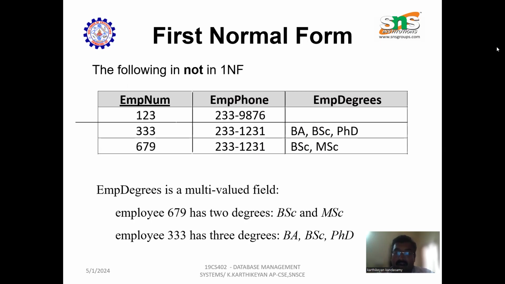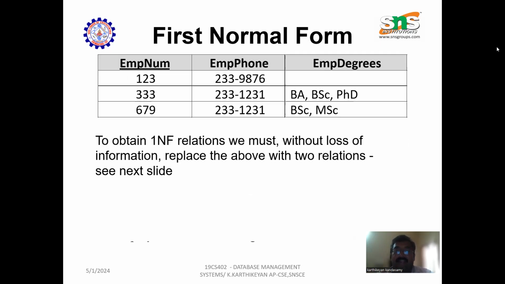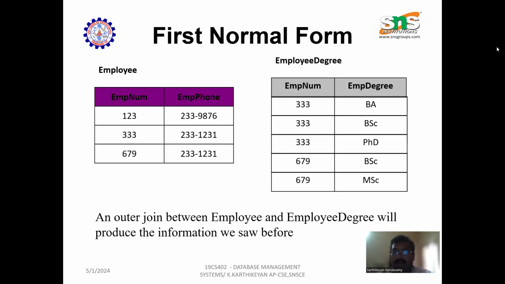So we can analyze. After that, we have to obtain 1NF relations without loss of information. So replace the above with two relations. In the next slide, we have employee number, employee phone number, and employee degree, and employee number. For multiple values, to have a single atomic value we can modify. So 333 BA, 333 BSc, 333 PhD, 679 BSc, 678 MSc. An outer join between employee and degree will produce the information we saw before.